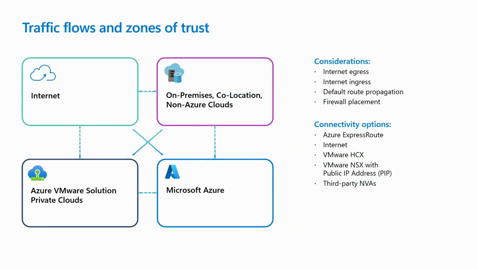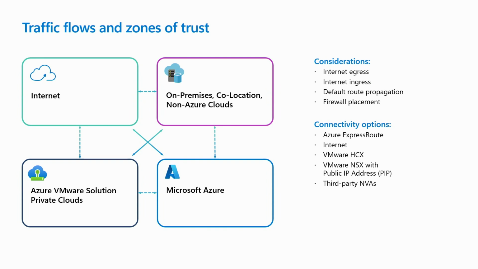So traffic flows and zones of trust. I work with a lot of AVS network engineers, and they always tell me, know your flows. Because there's so many different options. We have so many different scenarios. They're all online. We have some great people that put up what you can do where. Because you might, AVS, do you want it to go out to the internet? Or do you want it to go back on-prem, get inspected, and then go out to the internet?